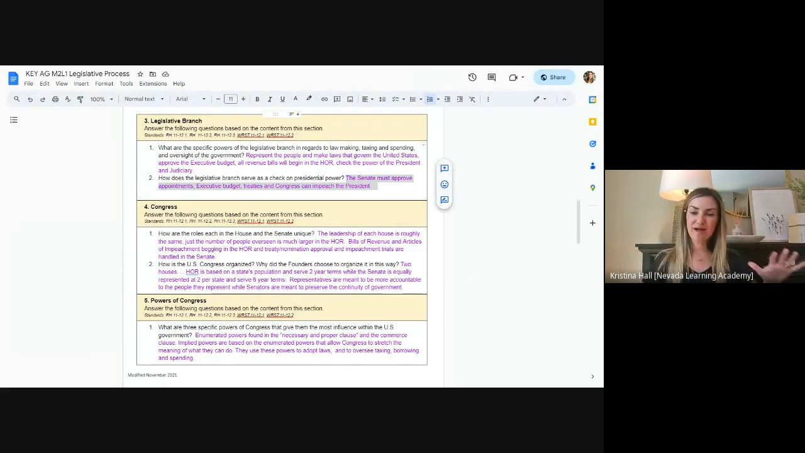So there's definitely checks and balances to limit the president. And as we go through each branch, we'll talk about how they check the other branches. Like, they have to approve the president's budget. The president can't just spend whatever they want. They have to approve appointments.